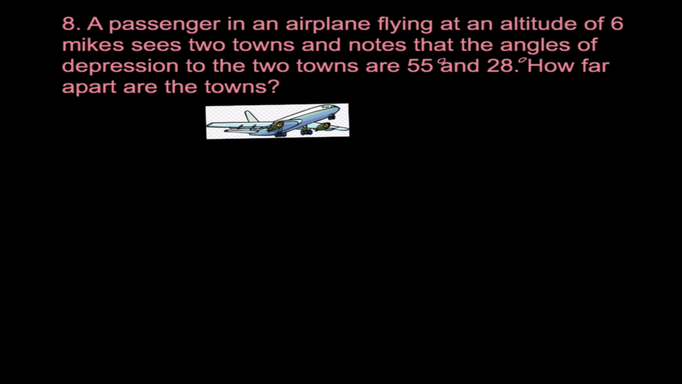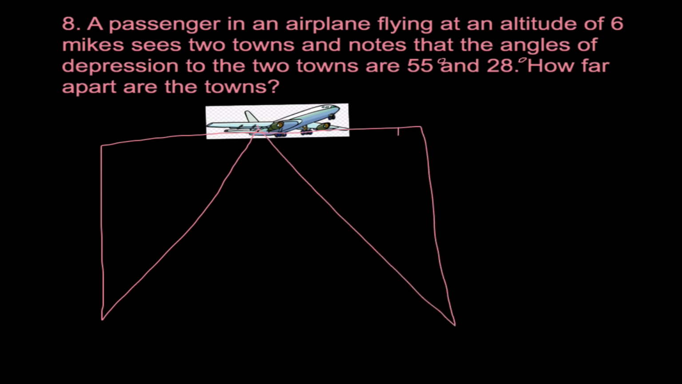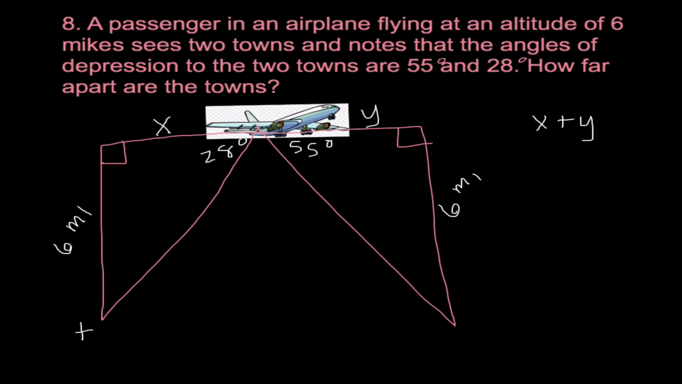The first way is if one of the towns was to the left and the other town is to the right. Our angles of depression were 28 degrees and 55 degrees. And we know that this is 6 miles, or 6 mics as I like to call it apparently. And we can call these 2 distances x and y. So I know that the total distance is going to happen when I add x and y together. So here's our town, and this distance here is x plus y.